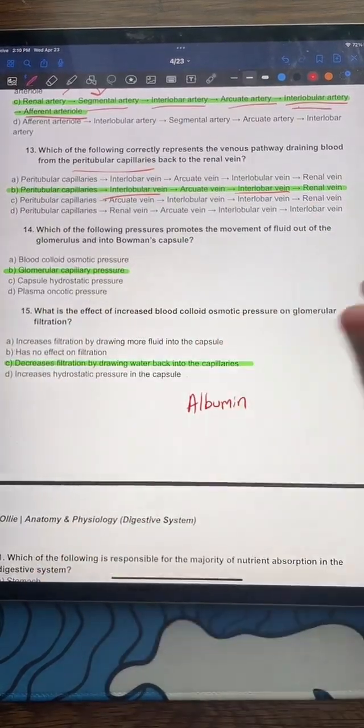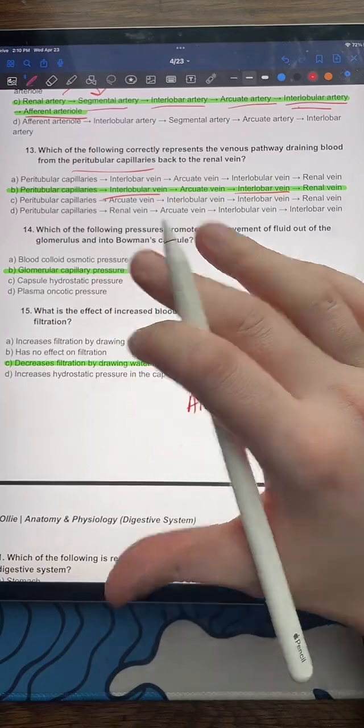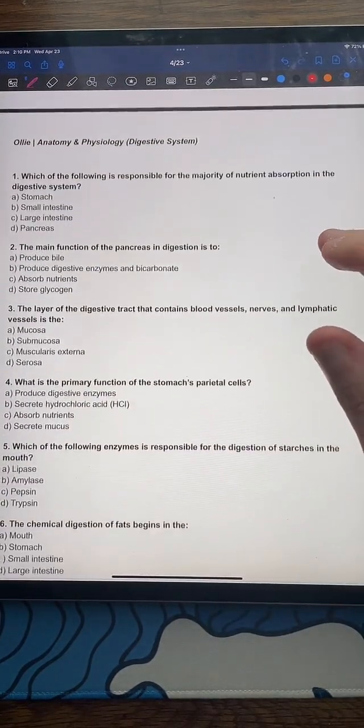We're going to move on to the digestive system. I don't have that exam posted yet, but again, we are going to move on.